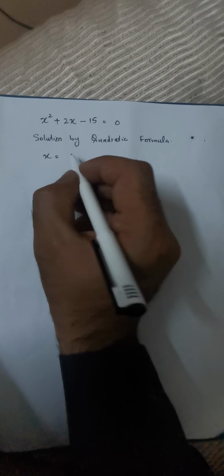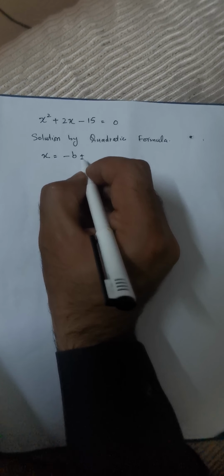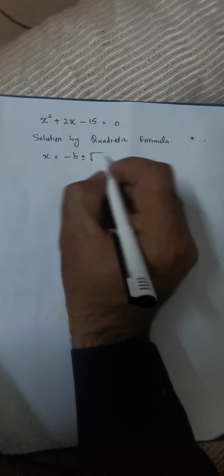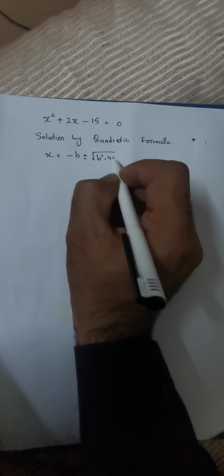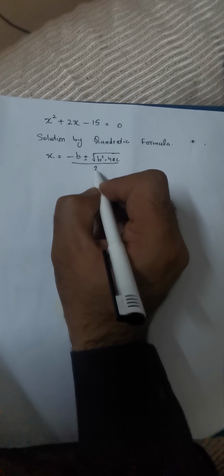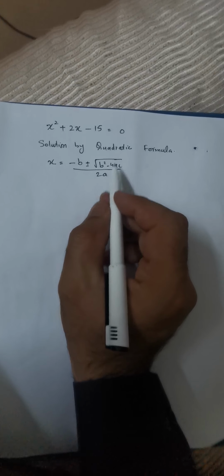What is the quadratic formula? The quadratic formula says that the value of x will be equal to minus b plus minus under root b square minus 4ac, this whole thing comes under the root, divided by 2 times a. What are the values of b, a and c? A, b, c values come from where?